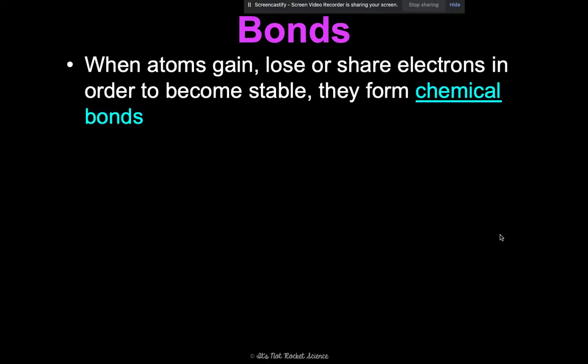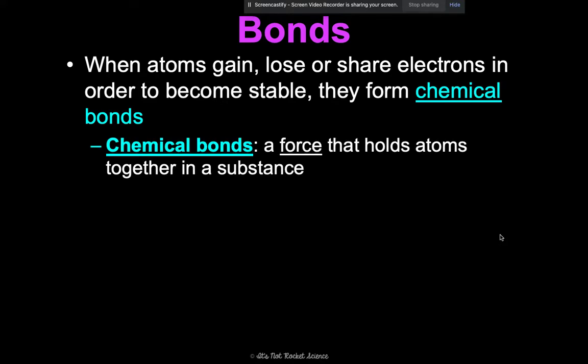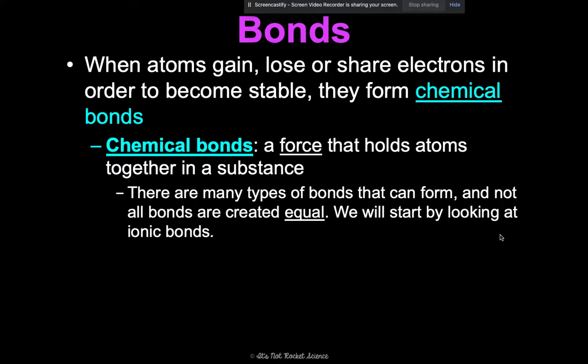So let's talk about bonds specifically. When atoms gain, lose, or share electrons in order to become stable, they form chemical bonds. Chemical bonds are a force that holds atoms together in a substance. There are many types of bonds that can form, and not all bonds are created equal. We're going to only learn about 2 of them in 8th grade. If you take chemistry in high school, you'll learn about a few more because there's quite a bit.